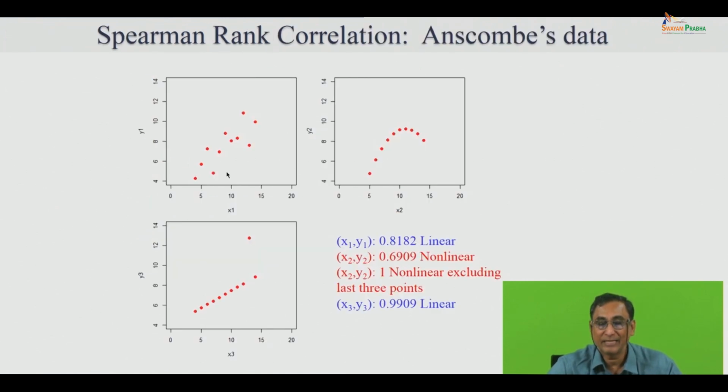So, let us apply it to the Anscombe data set. In this case also we find that for the first one the Spearman rank correlation is quite high. In the second one also reasonably high. In fact, the Pearson also was high. Notice that the Pearson was the same for all of these, and the third one also is fairly high, 0.99. So, all of these are indicating that there is a really strong association between x and y.